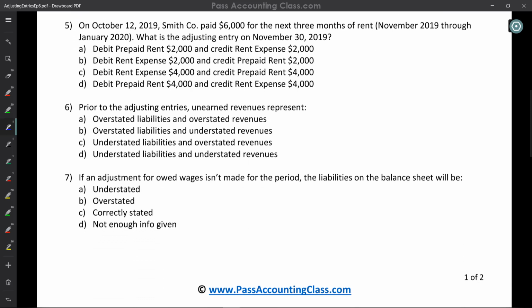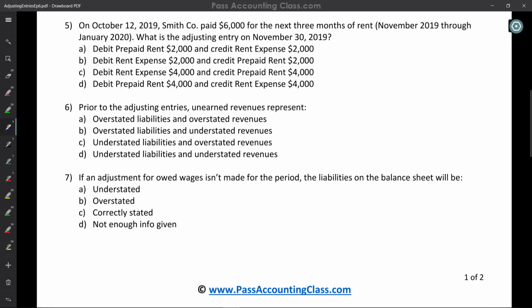For question 5, it says, on October 12, 2019, Smithco paid $6,000 for the next 3 months of rent, November 2019 through January 2020. What is the adjusting entry on November 30th, 2019? Debit prepaid rent $2,000 and credit rent expense $2,000. Debit rent expense $2,000 and credit prepaid rent $2,000.